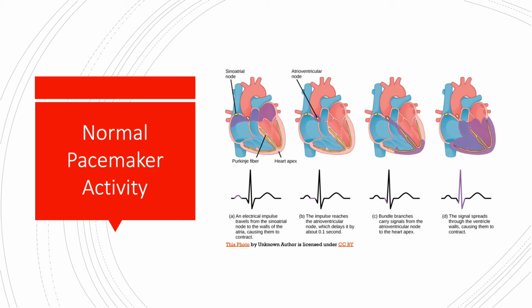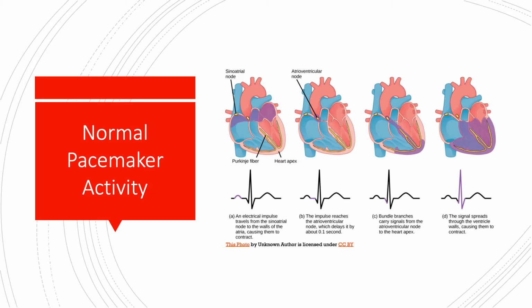So notice in the figure, it starts and shows the sinoatrial node and it shows the purple. When you're looking at the purple, it shows the impulse traveling from the SA node to the walls of the atria, and when that happens, it causes them to contract.